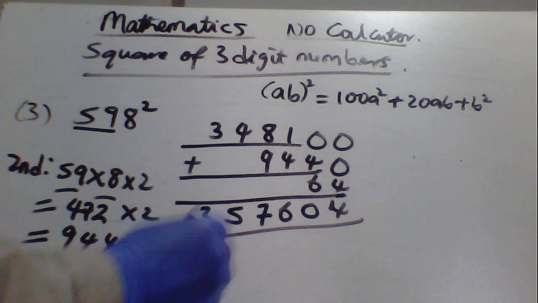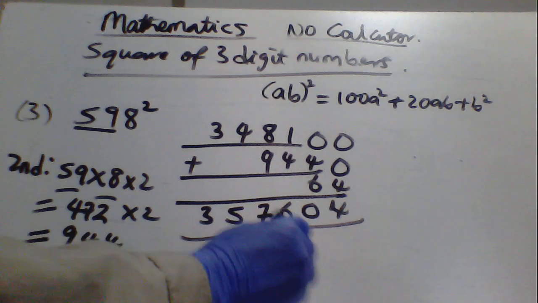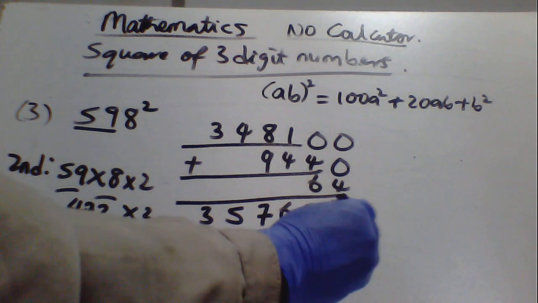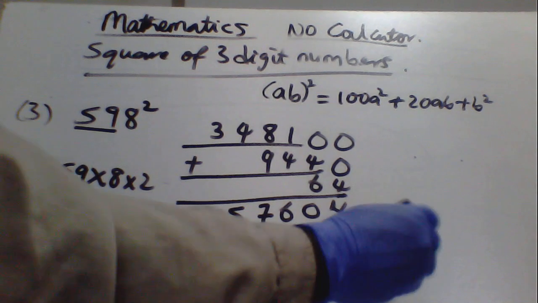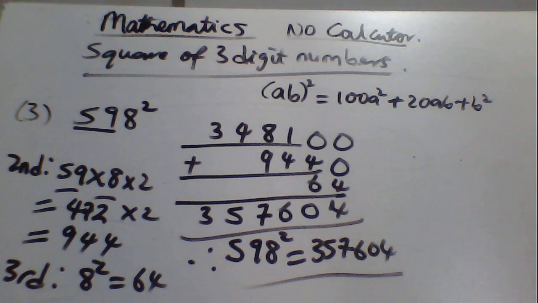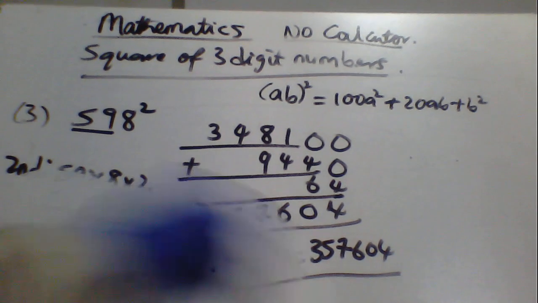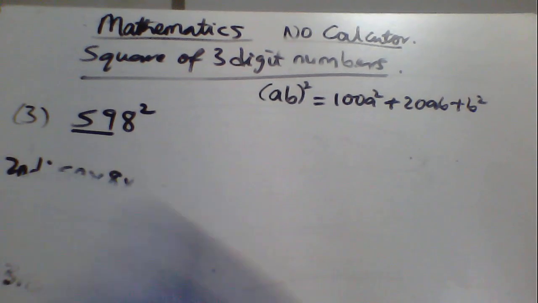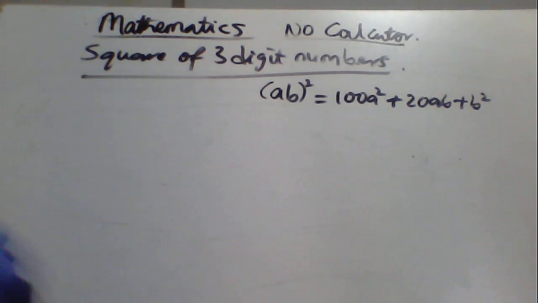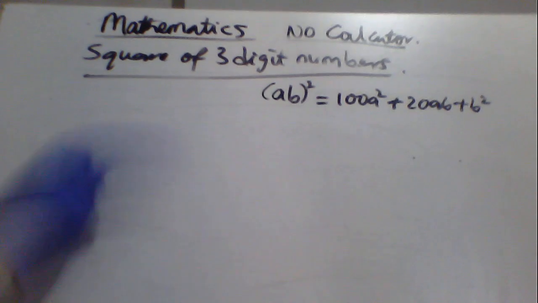You now have that. Therefore 598 squared is equal to 357,604. That is the square of the number. That is 357,604. Very easy. Now let's do another example.